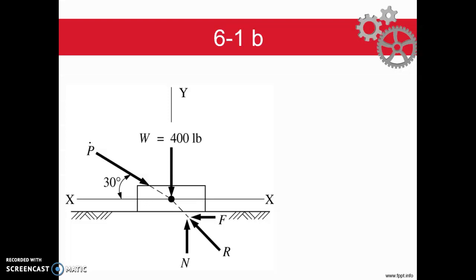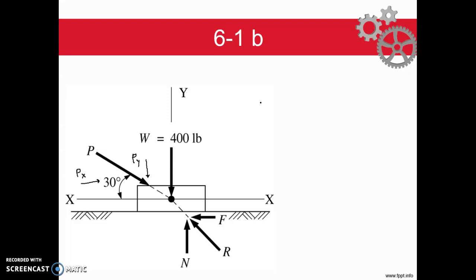In this example problem, we're going to apply this load P at a diagonal direction. So that means that our applied force P is going to have both a vertical and horizontal component.